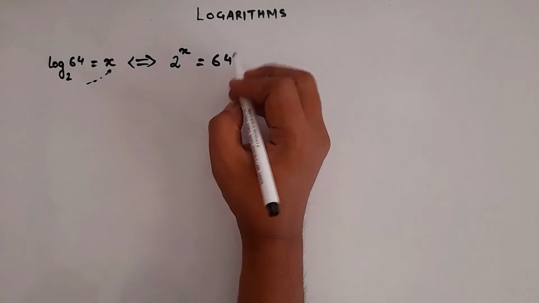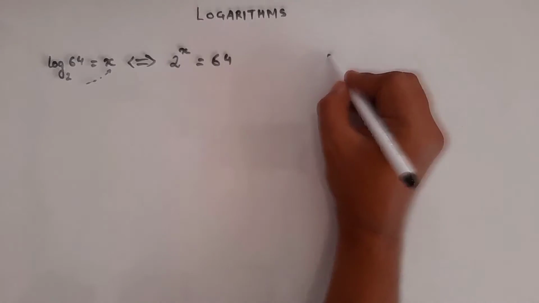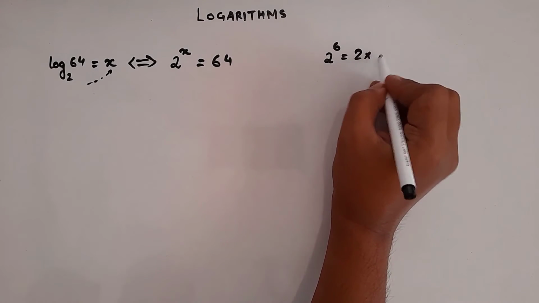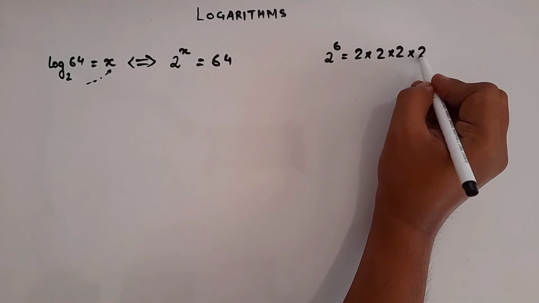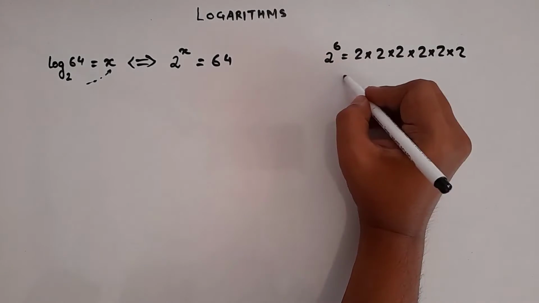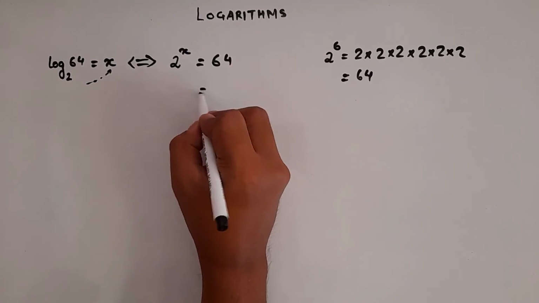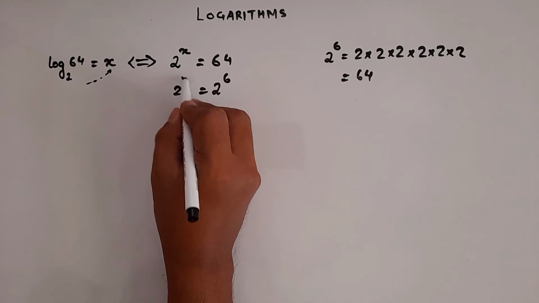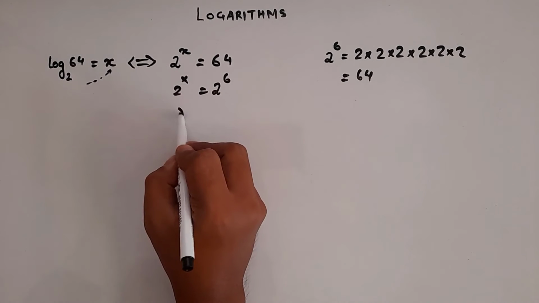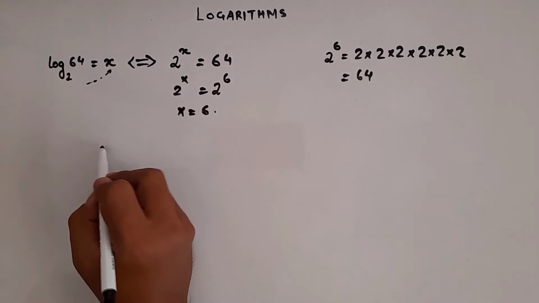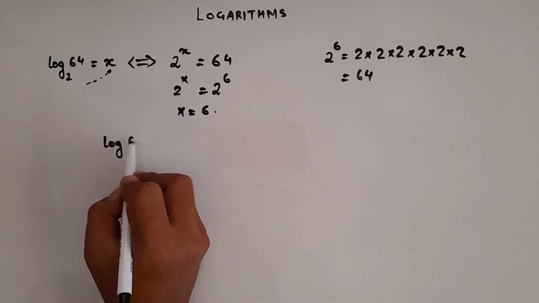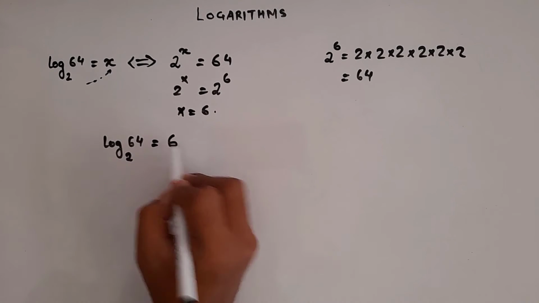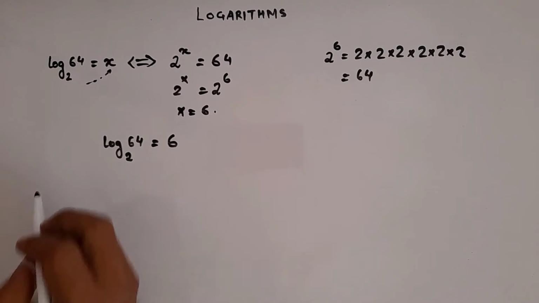Now 64 is actually 2 raised to the power of 6. So that is 2 multiplied by itself 6 times. That gives us 64. So that means instead of 64 we can write 2 raised to the power of 6. The laws of exponents say that x must be equal to 6. So that means the logarithm of 64 to the base of 2 must be equal to 6. Let's look at another example.